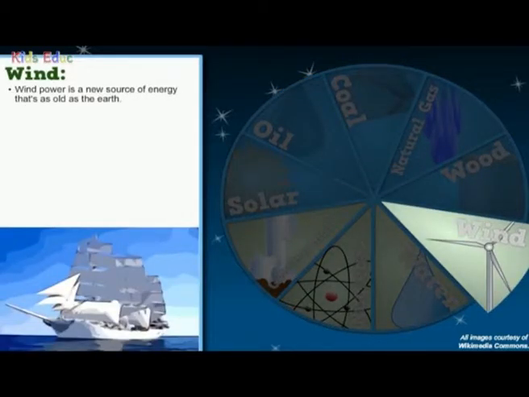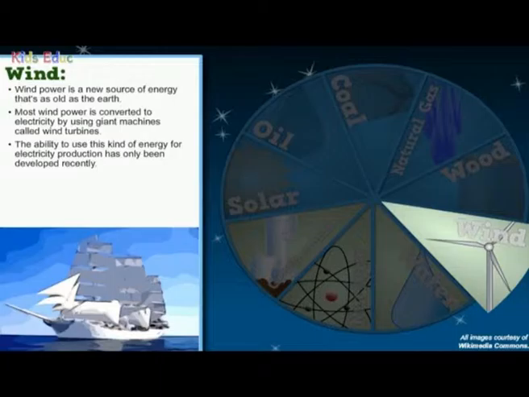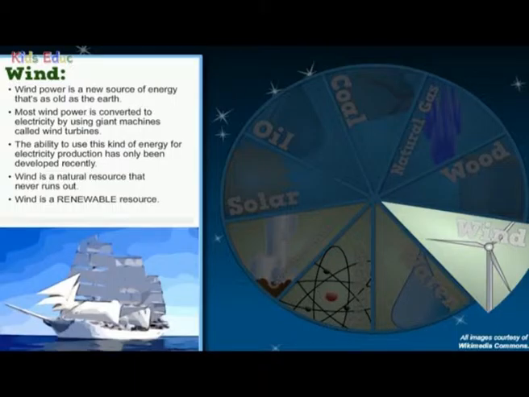Wind power is a new source of energy that's as old as the earth. It's very strong. Try flying a kite on a windy day. Most wind power is converted to electricity by using giant machines called wind turbines. The ability to use this kind of energy for electricity production has only been developed recently. Because wind is a natural resource that never runs out, it is called a renewable resource.